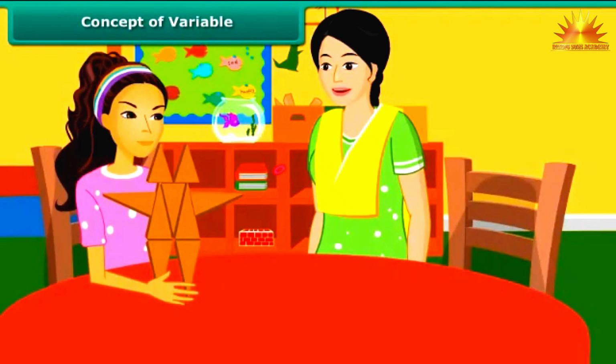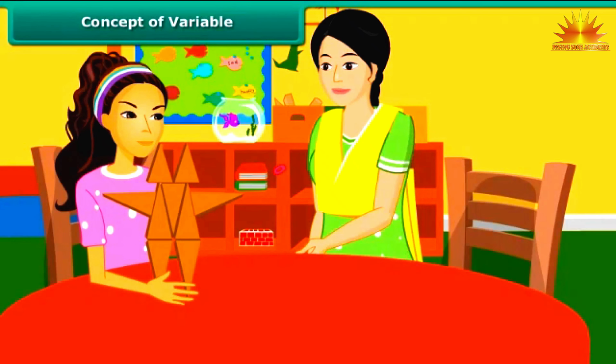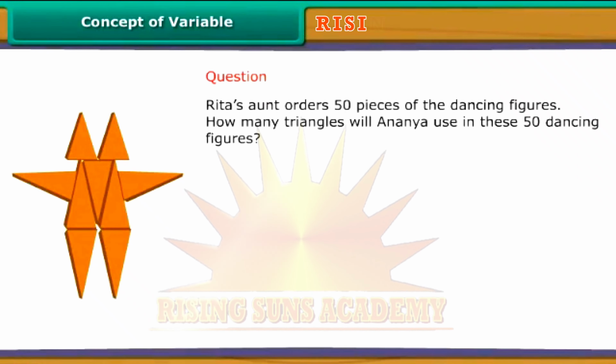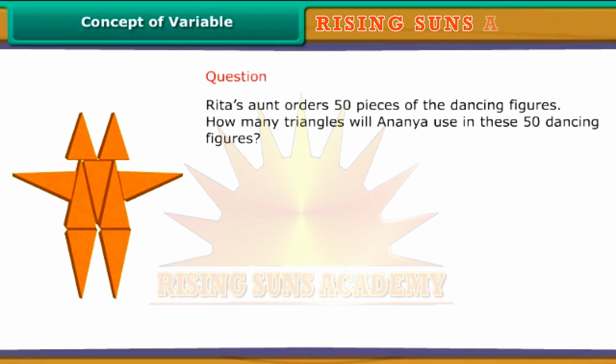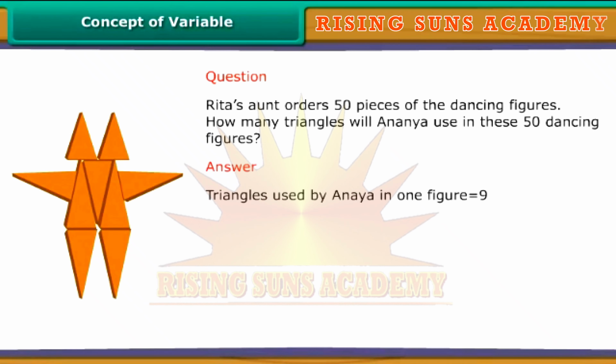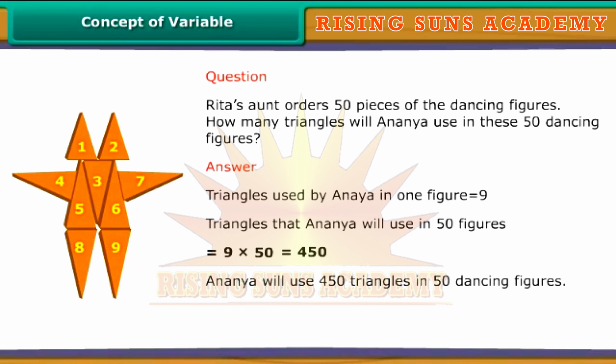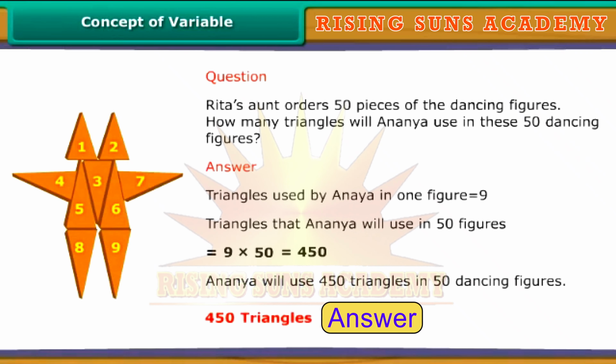Rita's aunt notices the dancing figures and likes them so much that she orders 50 such pieces. How many triangles will Ananya use in these 50 dancing figures? Ananya uses 9 triangles in one figure. Therefore, in 50 figures, Ananya will use 9 into 50 is equal to 450. Ananya will use 450 triangles in 50 dancing figures.